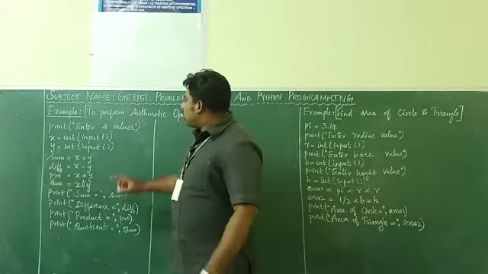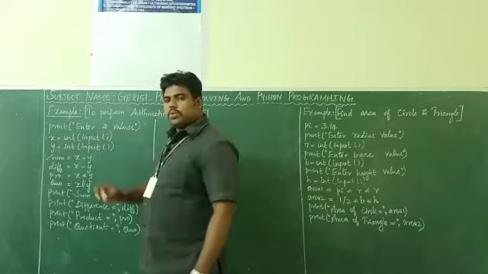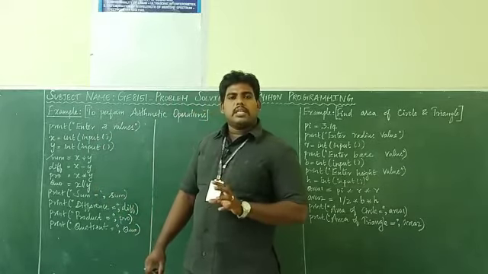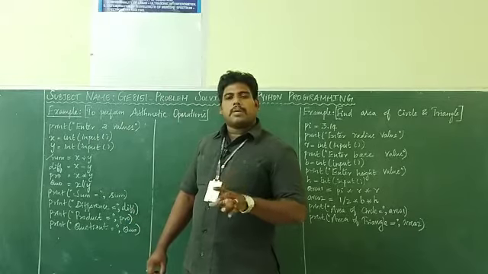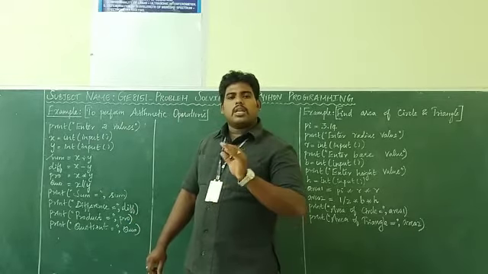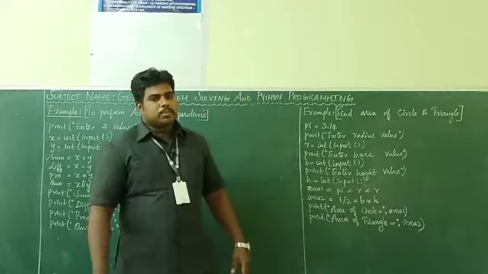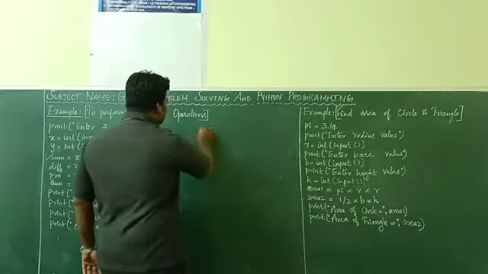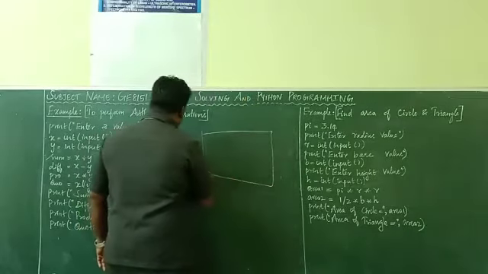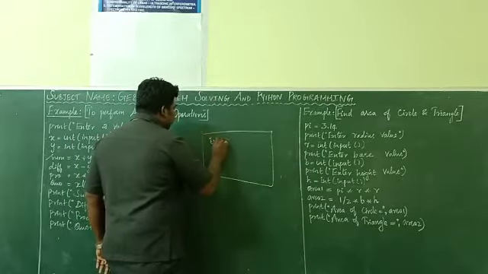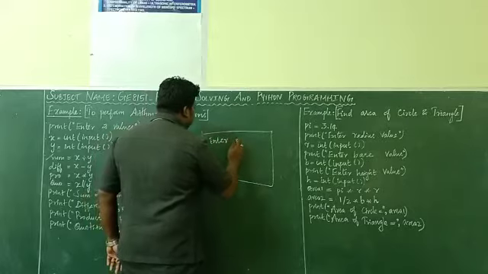So first, print "enter two values". Print is the function used to print statements or output, right? Whatever is written inside the print statement will be displayed on the output screen. For example, this is the output screen. Once this line is executed, it will display "enter two values".